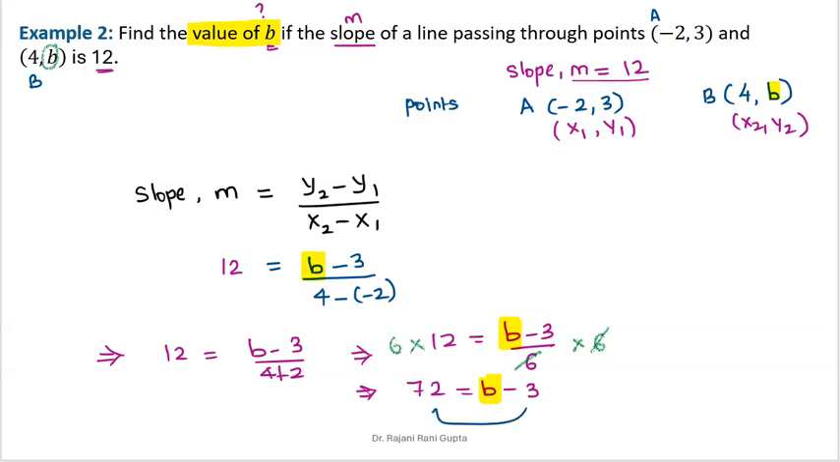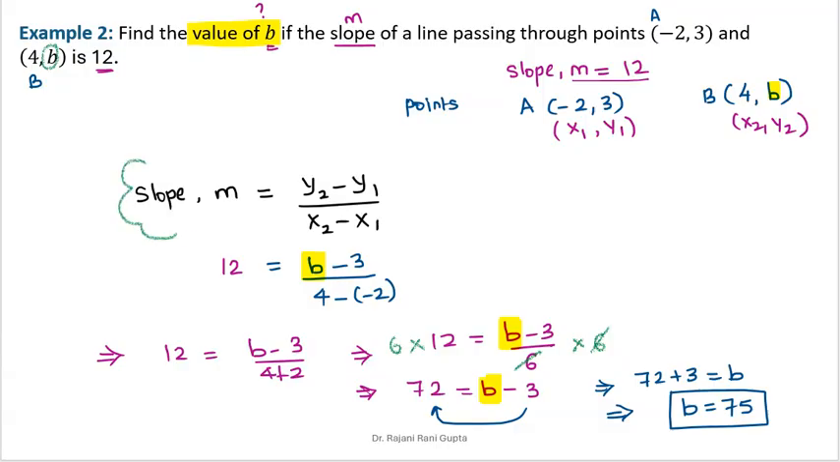Now you have to find the value of b. So what you have to do, you have to move this minus 3 on the other side, giving you 72 plus 3 equal b, which gives you b is equal to 75. So this is the value of b for which the slope of this line is 12. Clear? So see, we didn't use anything different. We used the same formula, substitute the values which are given, and then solve accordingly.